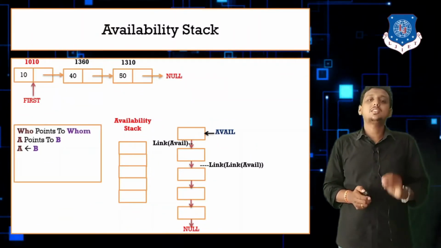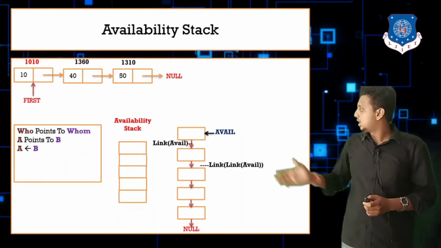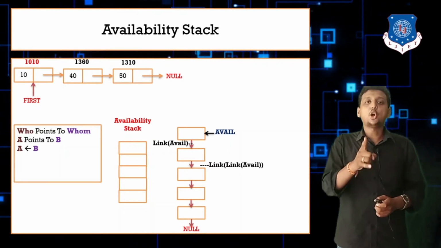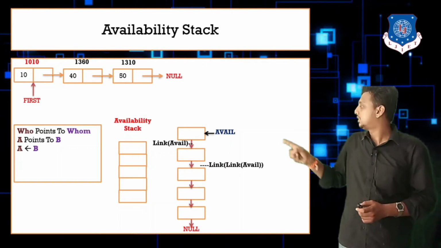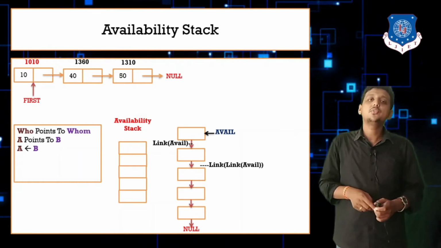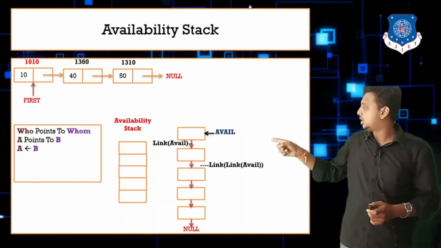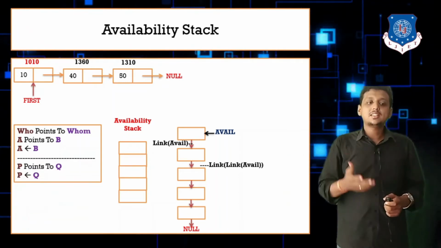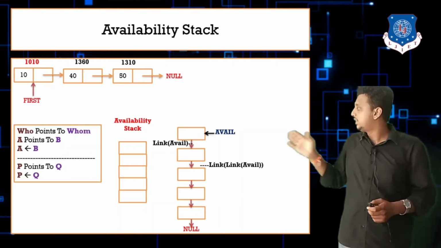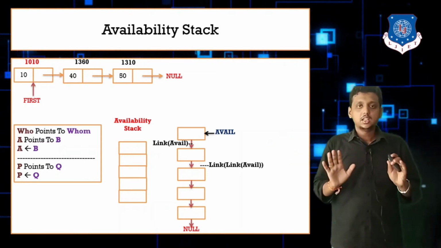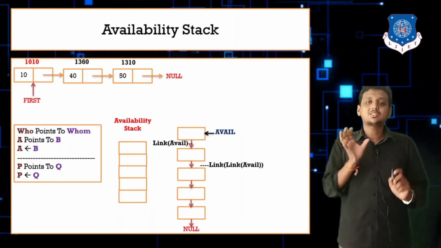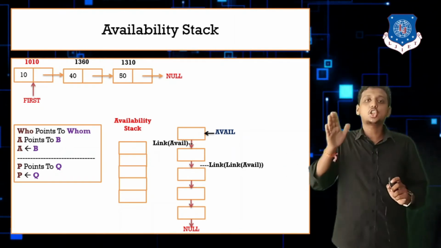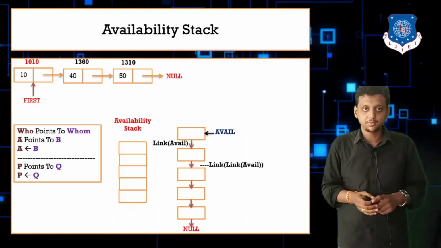How can we represent this thing in algorithms? So here we have who points to whom. If A points to B, then we can write like this: A arrow B. If we can say P points to Q, then we can say P arrow Q. Fine. This is for your understanding purpose, because such type of terminologies we are going to use in our first algorithm, which is known as insertion of the linked list at the first position.